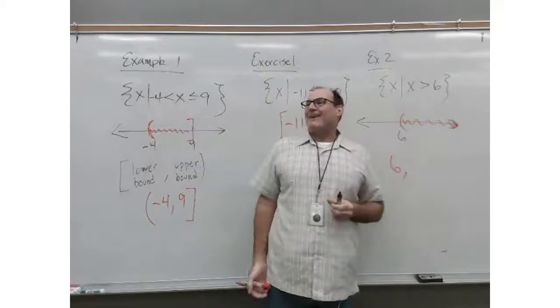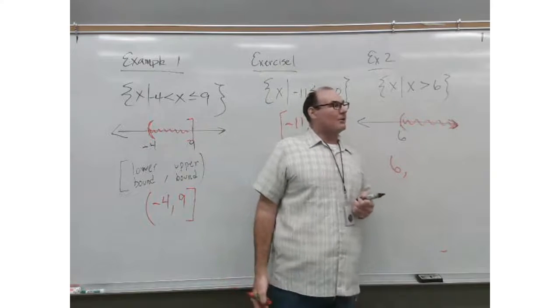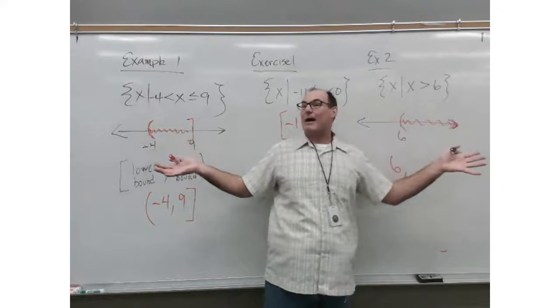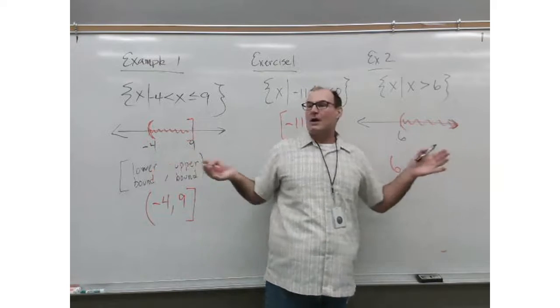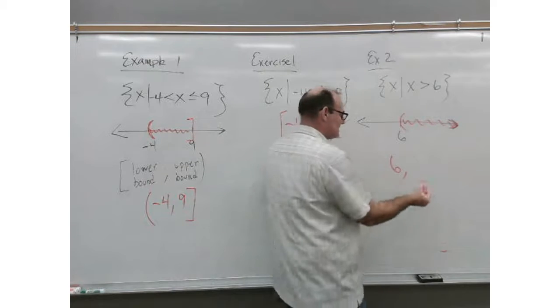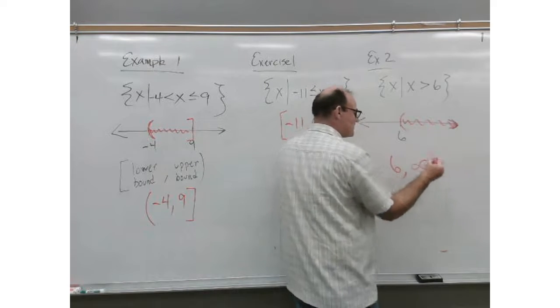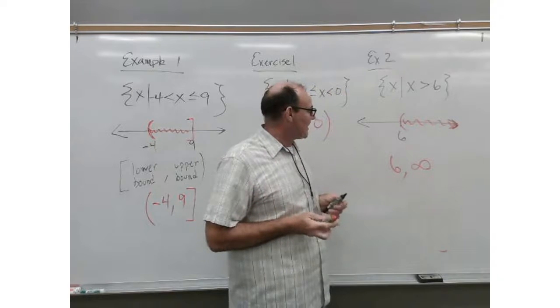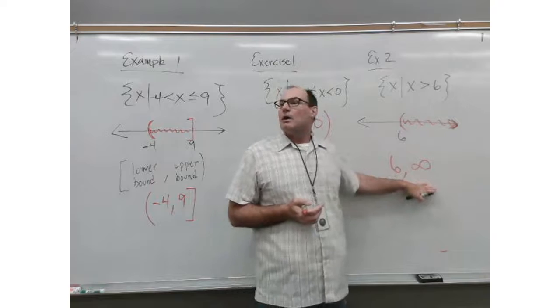Okay, now here we go. What's the upper bound on this? Perfect. You all know this. There is no upper bound. It doesn't stop. So the notation for that is we use this symbol. It's different than the car. We use the infinity symbol. It's like an 8 that's been out too late on a Friday night. Okay, it's passed out. So there we go.